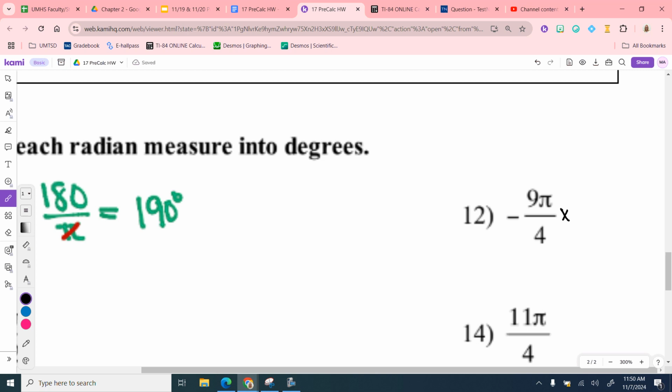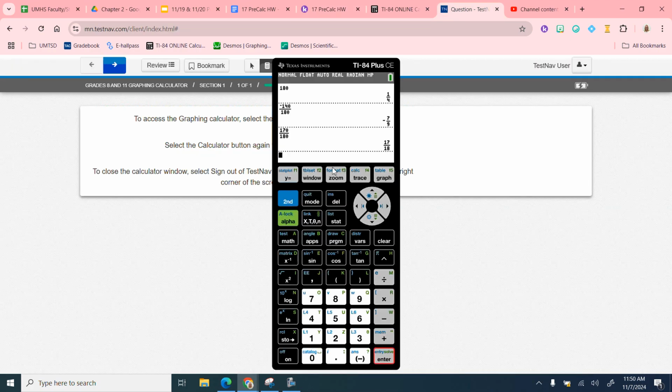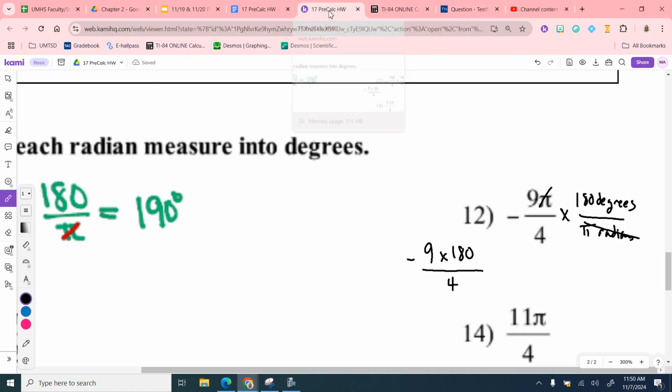So again, we kind of want to do this in our calculator. Here's what I'm going to do. I'm going to start with 180 degrees on the top, and I'm going to label this one just so you guys have a reference. And then I want pi radians on the bottom. Now my radians and pi are automatically going to cancel out here. So what I want to put into my calculator is -9 times 180 over 4. And that will get me my answer with this. So alpha y equals -9 times 180 over 4. You can see you get -405 degrees.